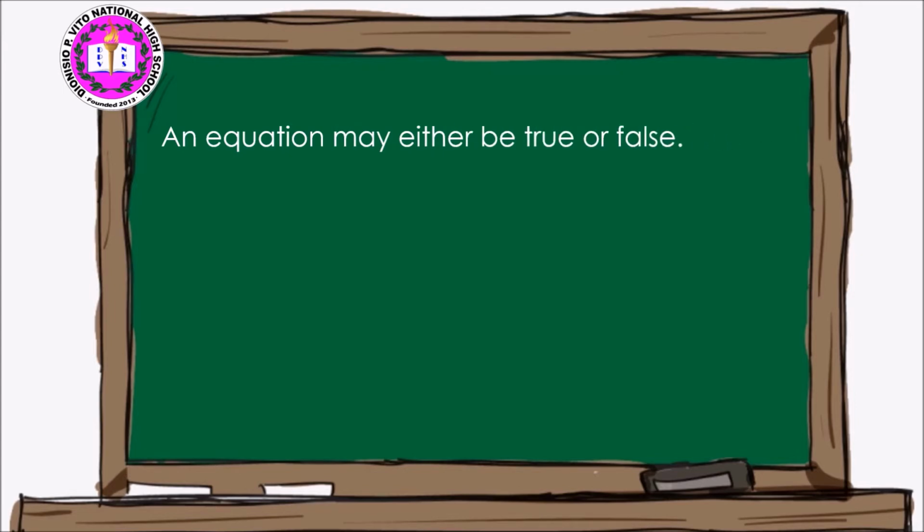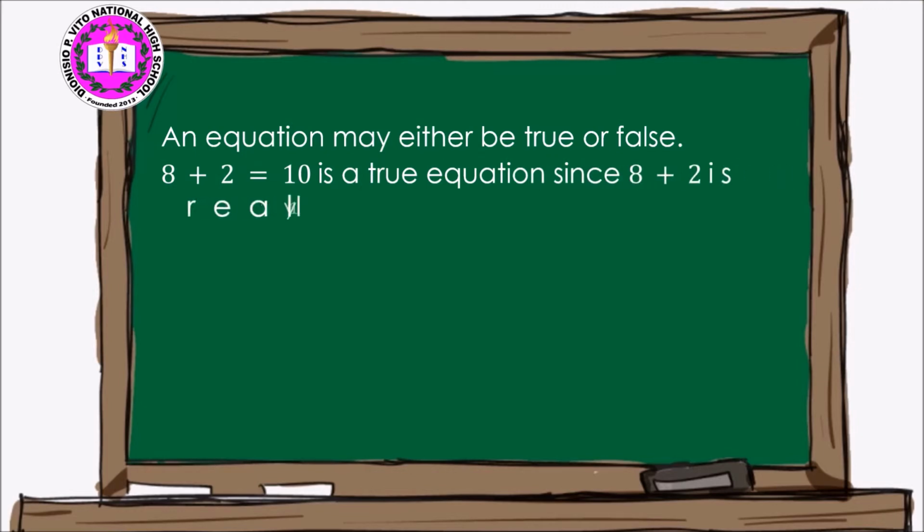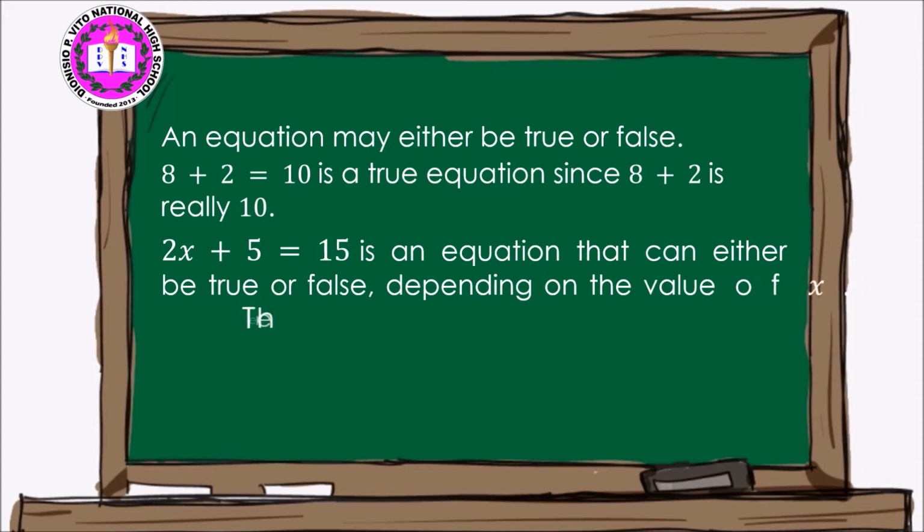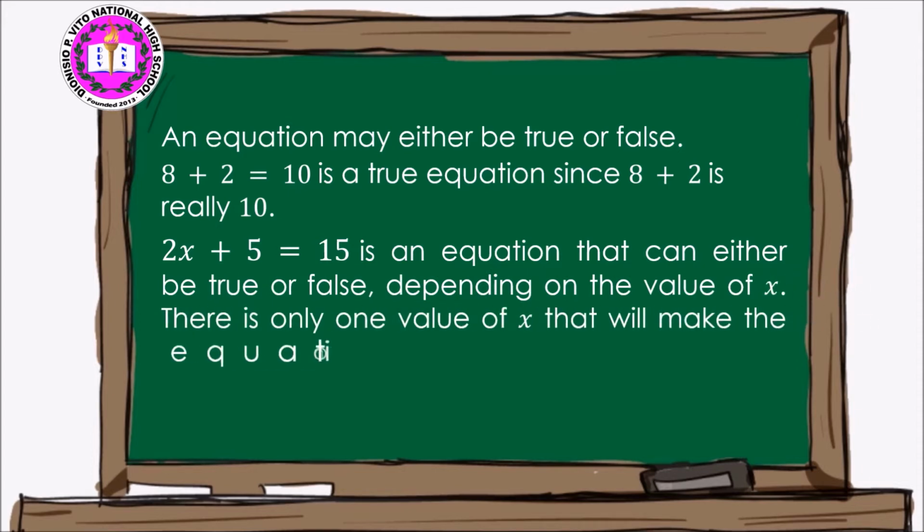An equation may either be true or false. 8 plus 2, which is equal to 10, is a true equation since 8 plus 2 is really 10. 2x plus 5, which is equal to 15, is an equation that can either be true or false, depending on the value of x. There is only one value of x that will make the equation true.